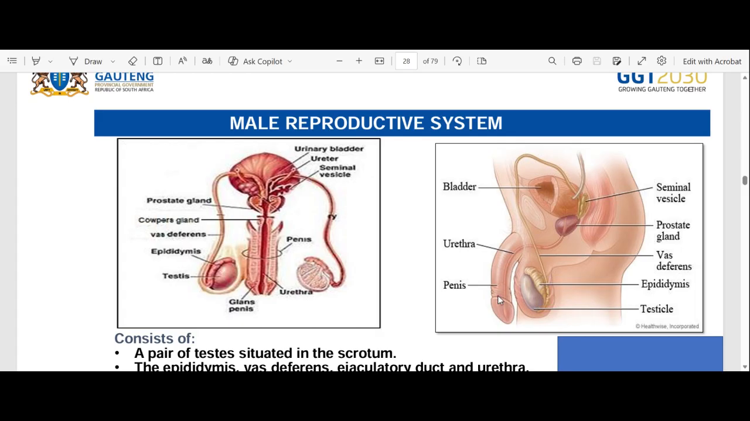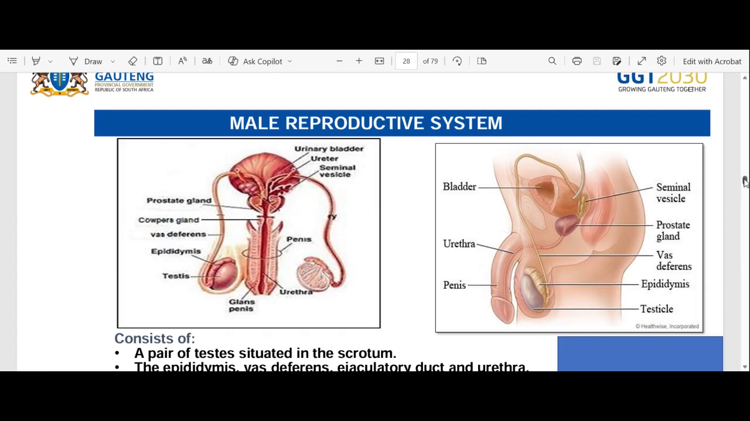And our urethra is enclosed by our penis. And we said our penis plays a vital role with regards to copulation. Hope that makes a lot of sense. So this is our male reproductive system and the functions of different parts in the reproductive system.